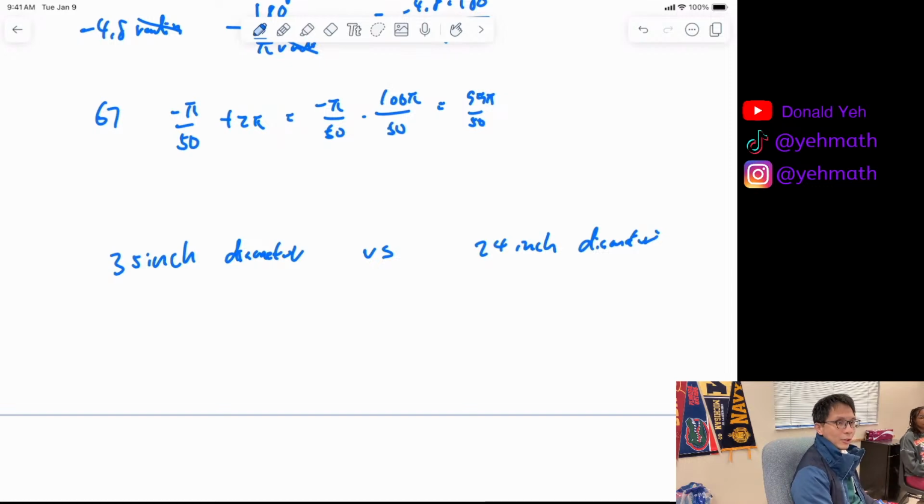A 35-inch diameter wheel versus a 24-inch diameter wheel, and it's rotating at exactly the same rotations per minute. It's RPM, revolutions per minute. That's what I call it.